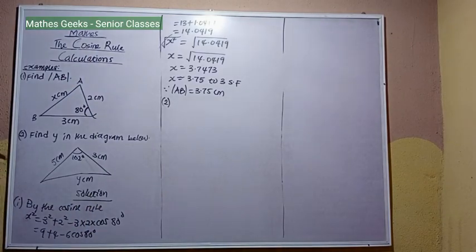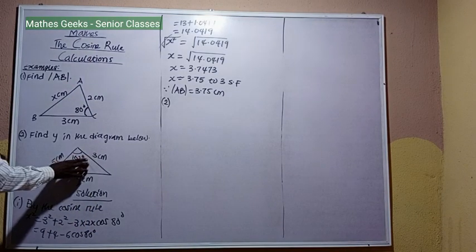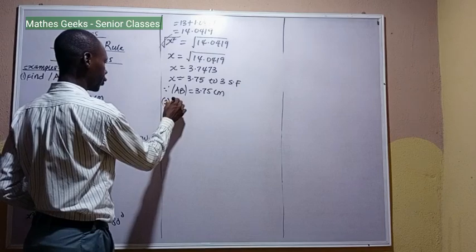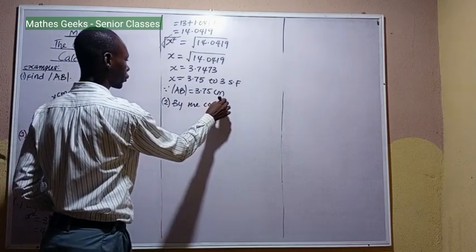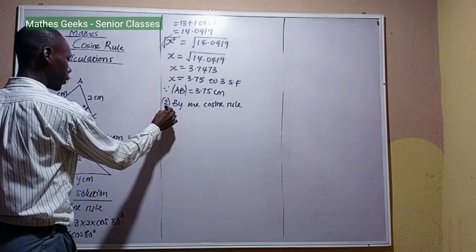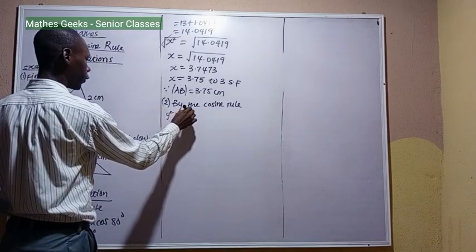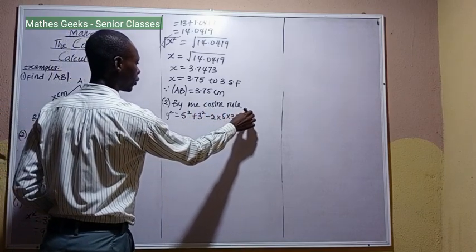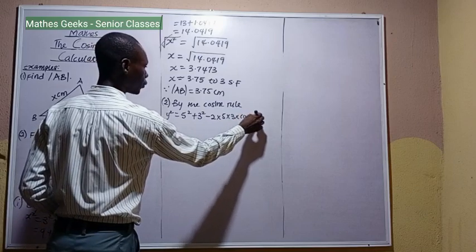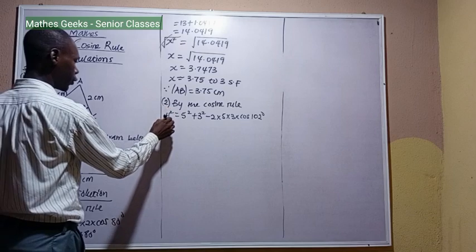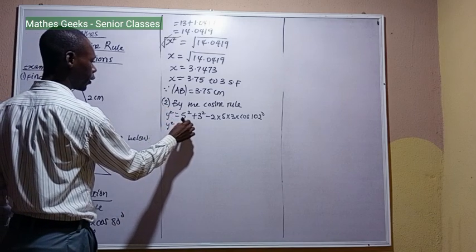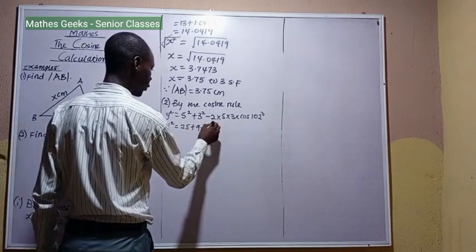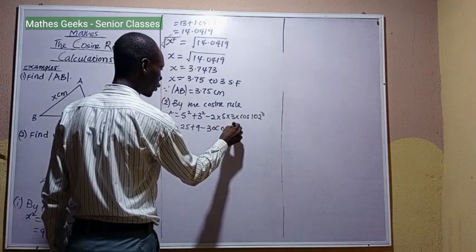Let's find y in the diagram below. The angle given to us, 102 degrees, is between the two given sides, so this warrants the use of the cosine rule. By the cosine rule, y squared is equal to 5 squared plus 3 squared minus 2 times 5 times 3 times cos 102 degrees. So y squared is 25 plus 9 minus 2 times 5 times 3, 30 cos 102 degrees.